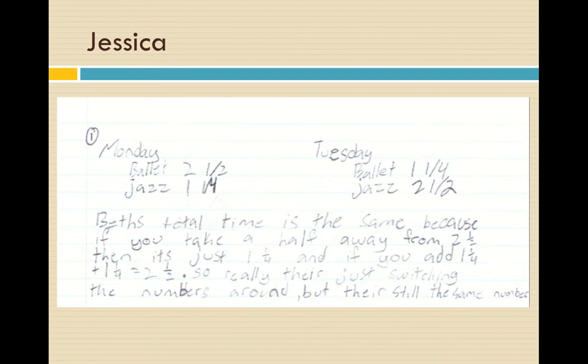half away from 2.5, then it's just 1 1/4. And if you add 1 1/4 to 1 1/4, then it's 2.5. So really, they're just switching the numbers around, but they're still the same number, what she meant by total time. So that was a good answer, I thought, in the way she explained herself.